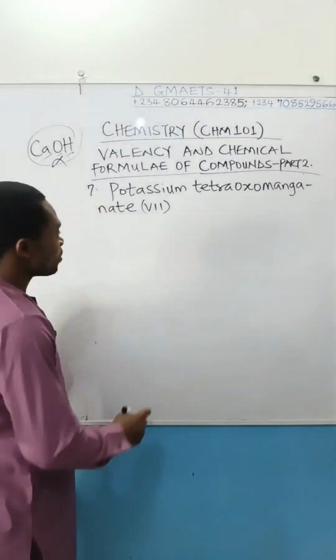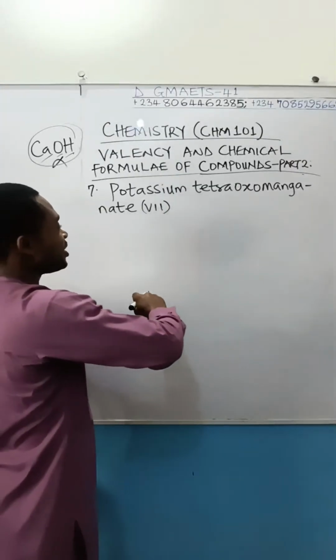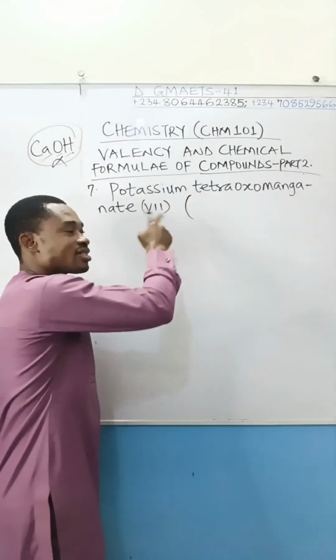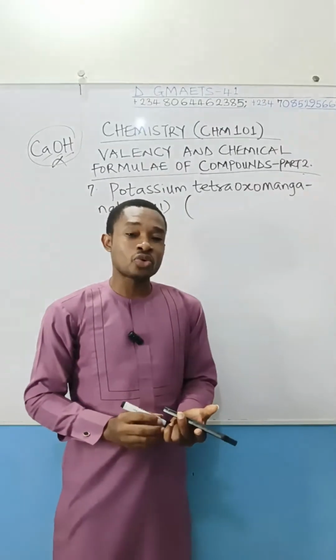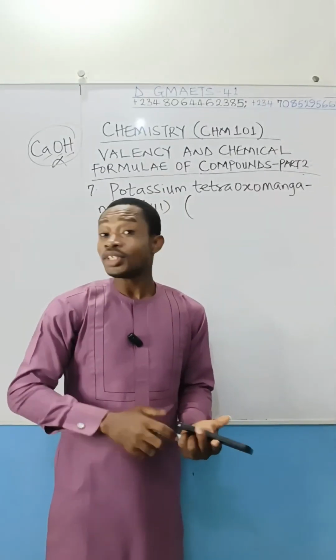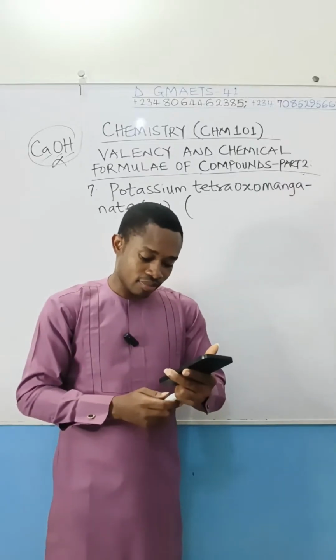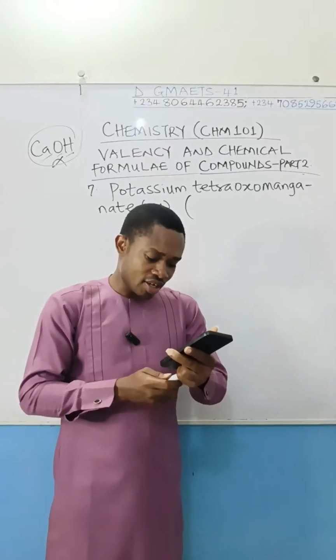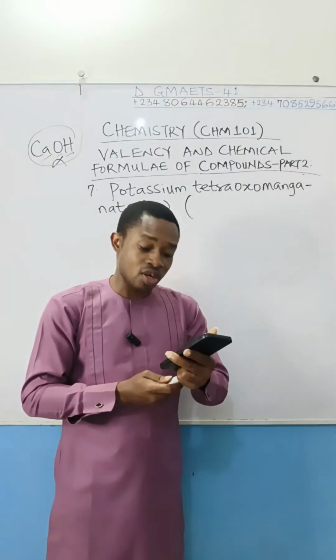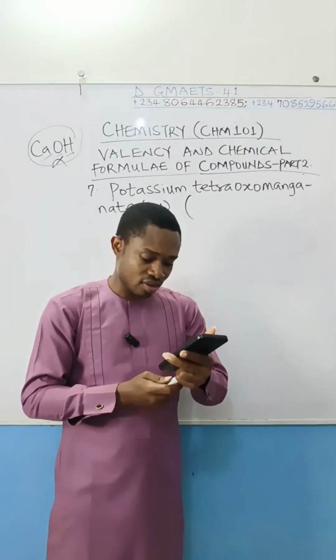Let's get to business. Potassium tetraoxomanganate 7. This compound is usually used for redox titration. If you have carried out redox titration before, you would have seen it. Are you teaching organic or inorganic chemistry? This is inorganic chemistry. Is that okay?